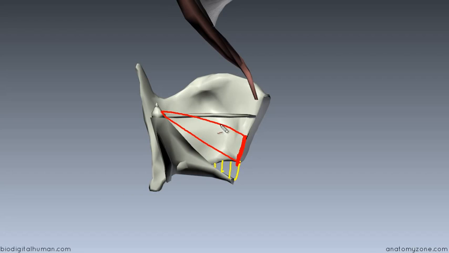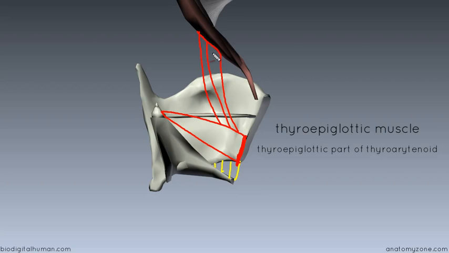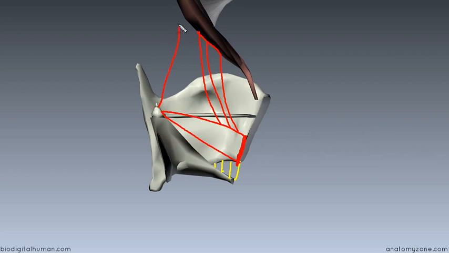You've also got some fibres given off from the thyroarytenoid muscle onto the epiglottis. So you've got fibres coming up onto the lateral surface of the epiglottis, and this is referred to as the thyroepiglottic muscle, or the thyroepiglottic part of the thyroarytenoid muscle. So remember, you've also got the aryepiglottic muscle, which is a part of the oblique arytenoid muscle.